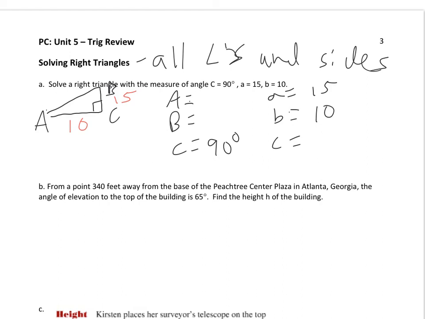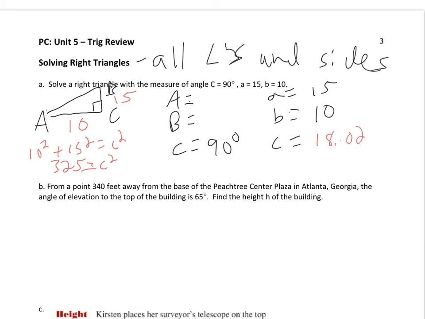So what you can do is, you're going to have to work to get this other side here, but lucky for us it is just the Pythagorean Theorem, so it's 10 squared plus 15 squared is equal to c squared. And then that's going to be 325 is equal to c squared. So you take the square root of 325, that's going to give you your answer, which is about 18.02. So c is about 18.02.